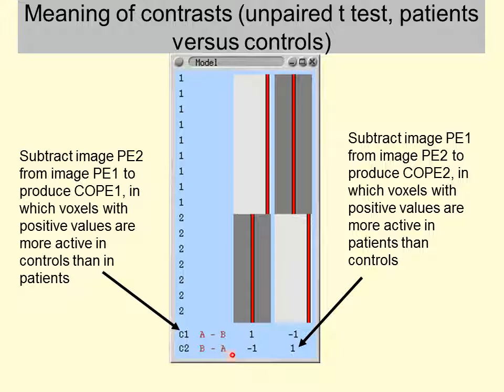In contrast 2, the subtraction is done the other way around. We subtract image PE1 from image PE2 to produce COPE2, in which voxels with positive values are more active in patients than in controls.